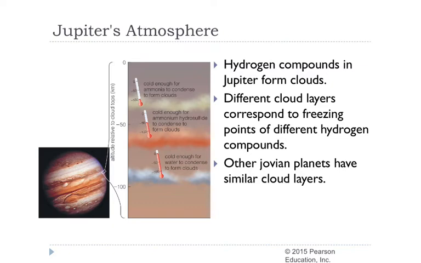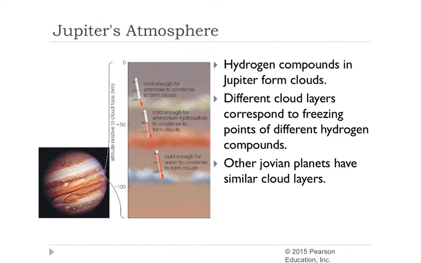Jupiter's atmosphere has some hydrogen compounds. We could see the different coloration here. So freezing points of different hydrogen compounds are creating the different colorations there. So kind of that more reddish, you'll see a grayish color, and then a more yellowish as well there. And so this has to do with different elevations, which in turn has to do with the different temperatures.